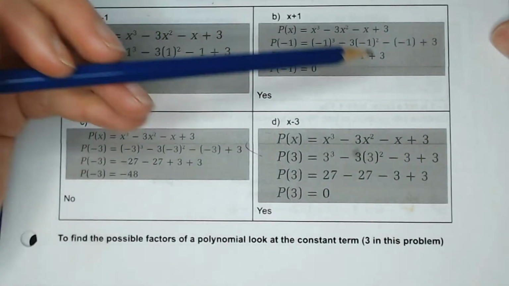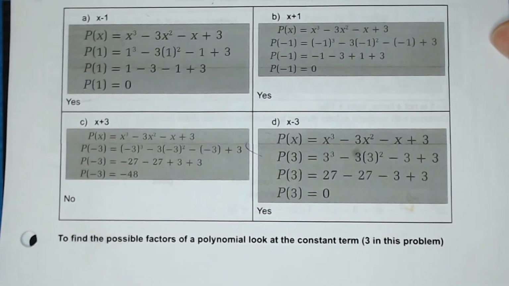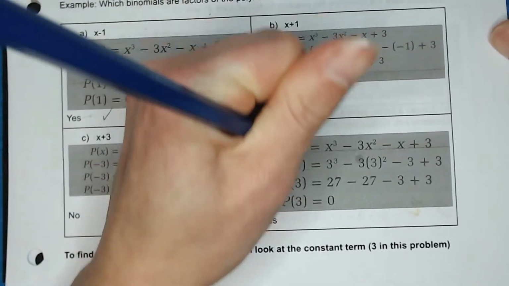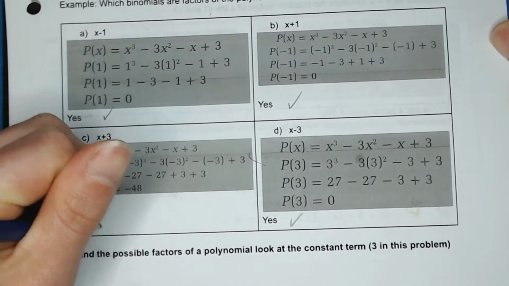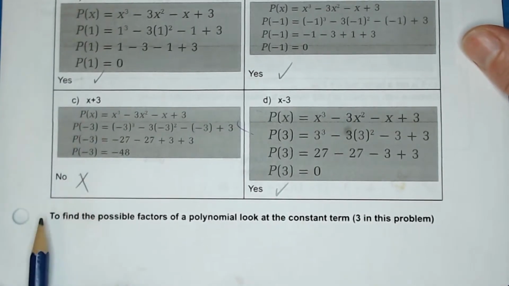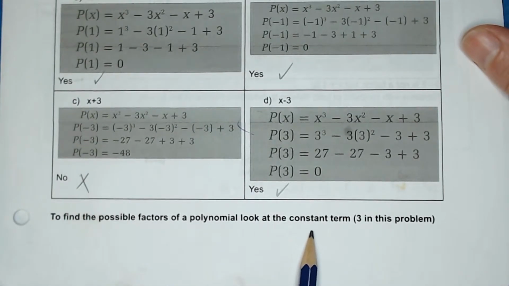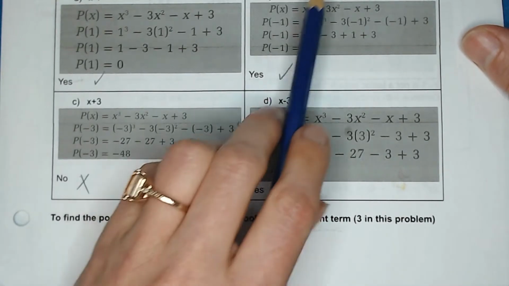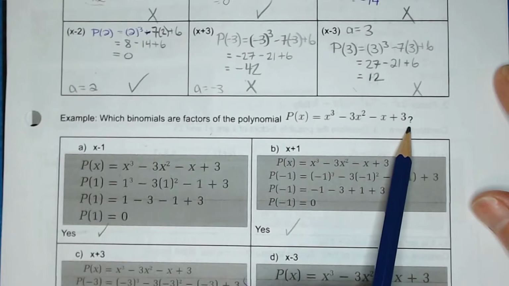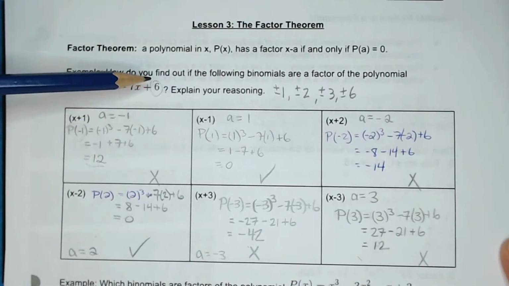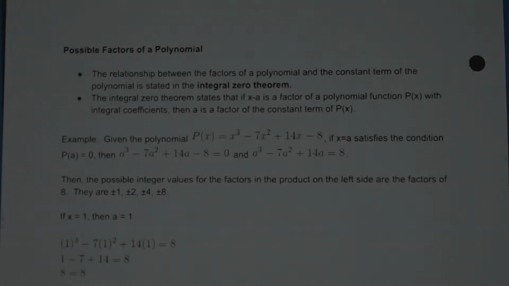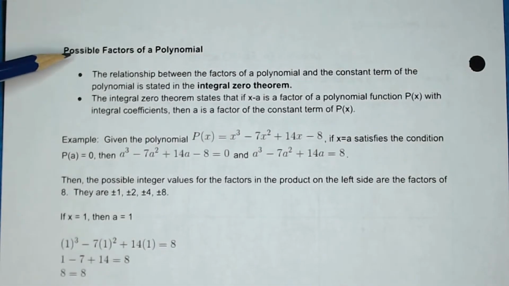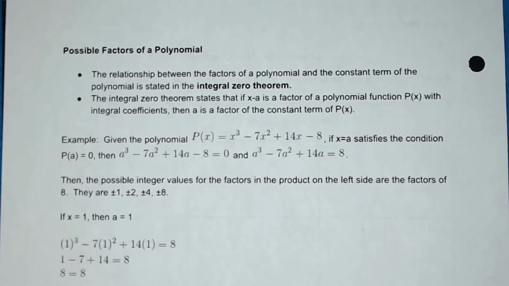So a similar example here, done exactly the same as the ones above. All you're doing is just plugging the values of the factors of 3 in, and three of them could potentially be yes, yes, and yes, and this one is not. That's a no. So what we do is look at all the possible factors of the constant term, which is 3 in this problem, 3 in this problem, and positive 6 in this problem up here. When we look at the constant term, we have the possible factors of a polynomial that we can use to solve and figure out what are all the factors of the given equation.